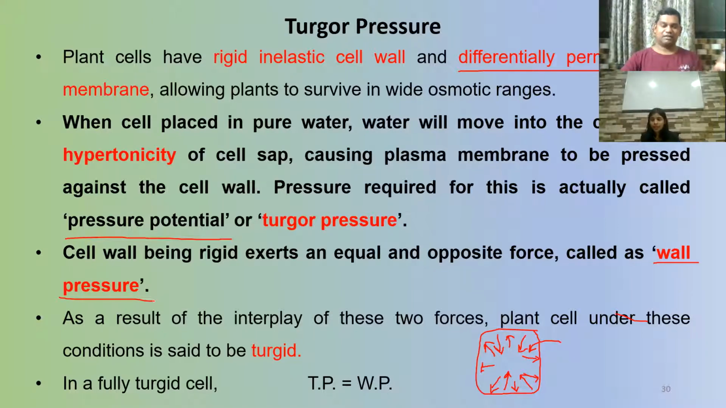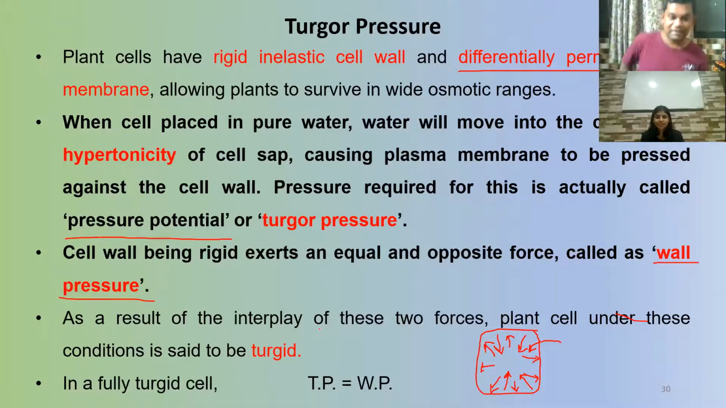See, turgor pressure you have understood? When the contents of the cell are exerting a pressure on the wall of the cell, that is turgor pressure. So when the wall of the cell exerts an equal and opposite force on the cell contents, it is called wall pressure. Okay, got it.